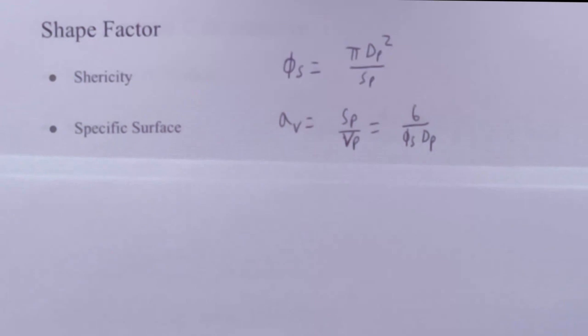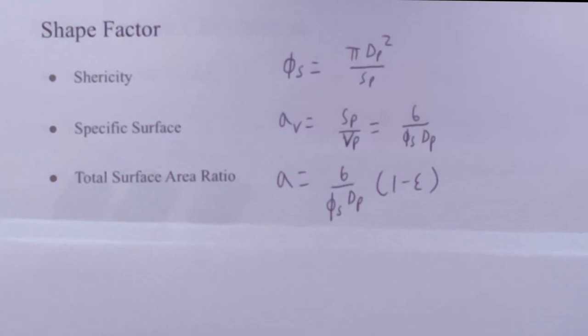We also have the specific surface of a non-spherical particle, A_B, again in terms of the sphericity, which is 6 over the sphericity shape factor times the effective diameter. And we also have the updated total surface area ratio for non-spherical particles.